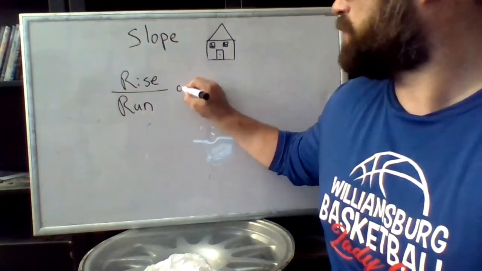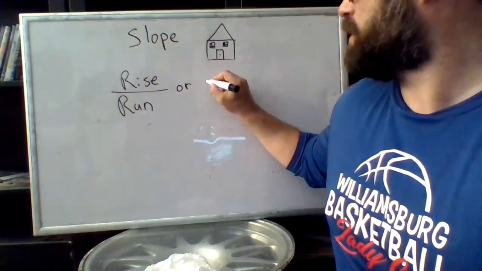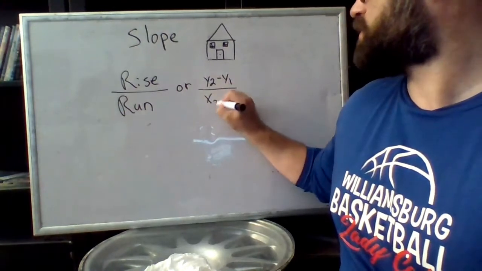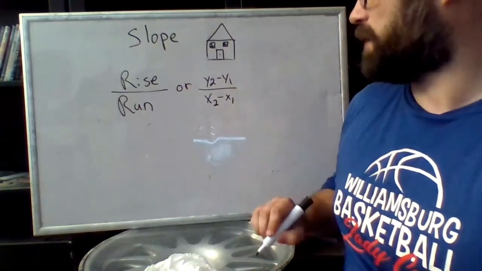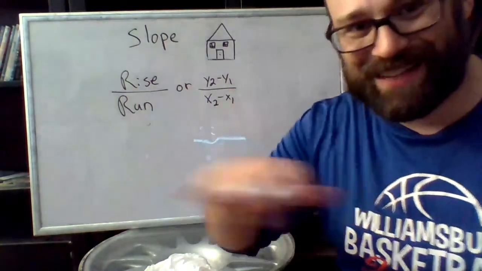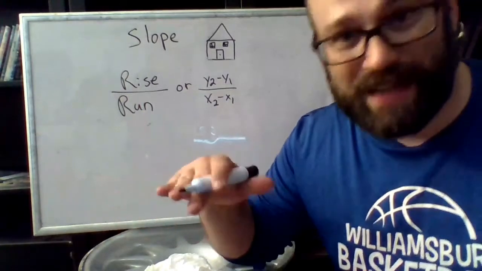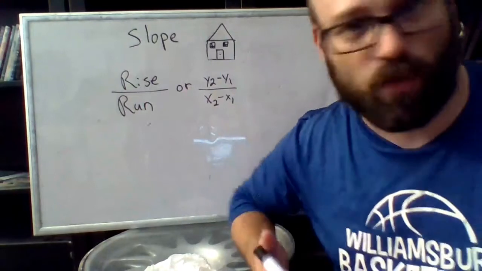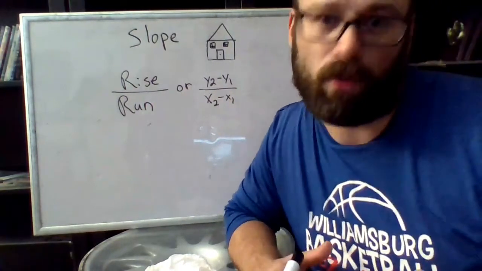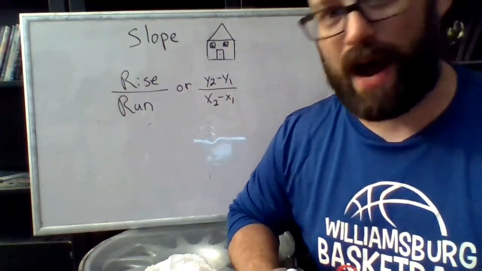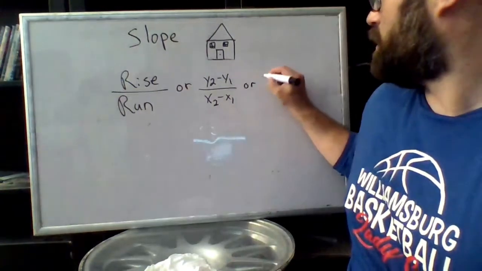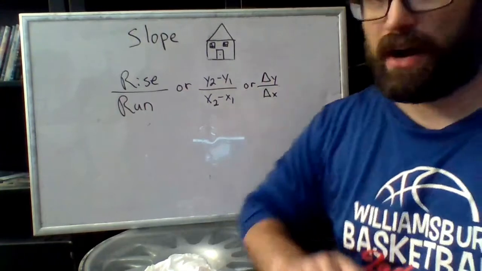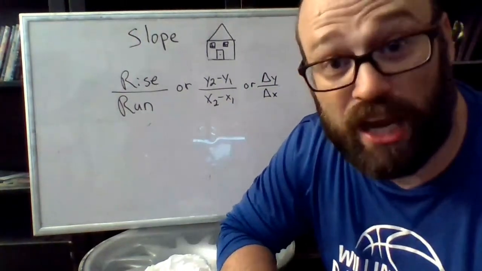Now, some people do this with coordinate points, they do y2 minus y1 over x2 minus x1 on the bottom, because the run is left to right. That's the x-axis. Rise is up and down. That's the y-axis. So that's why we're looking at the y-coordinate point and the x-coordinate point. Now, I like to write this as delta y over delta x. Delta means change in.